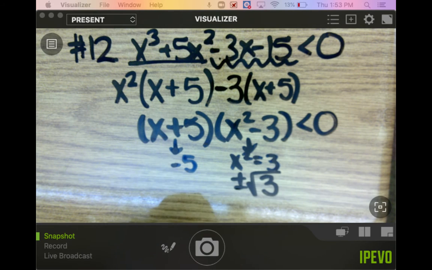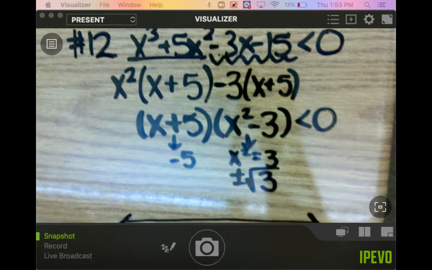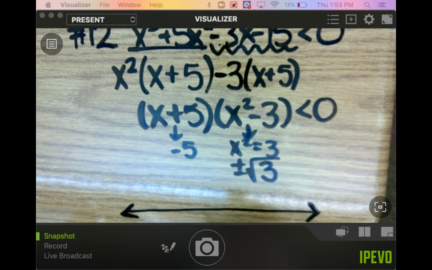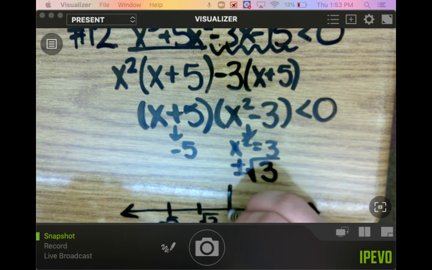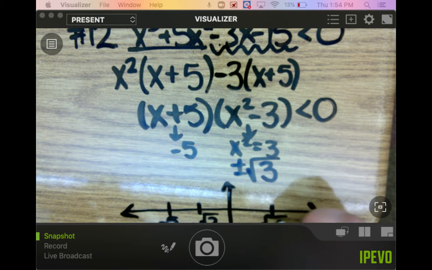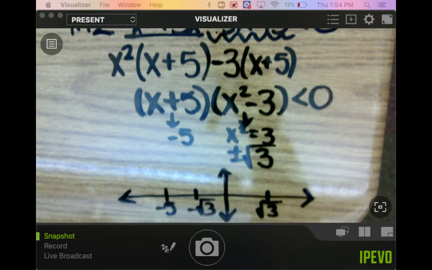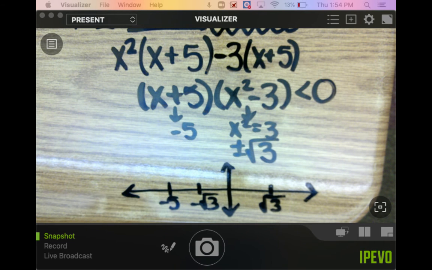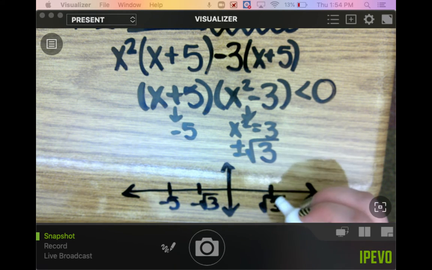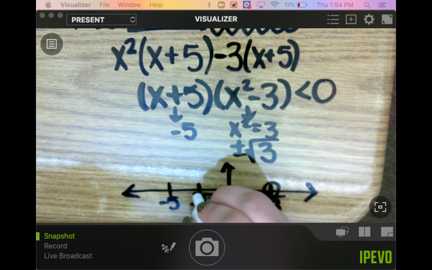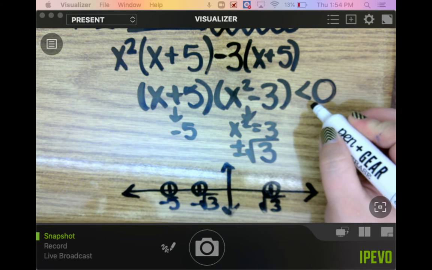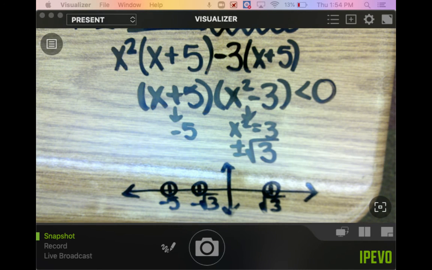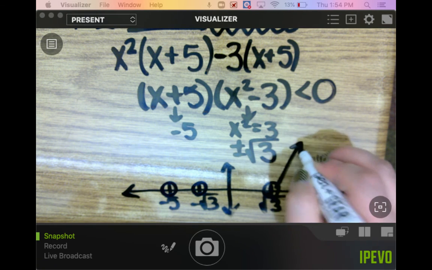Then I'm going to draw myself a graph and make sure you guys can actually see it. I'm going to put -5, negative square root of 3, the y-axis, and the square root of 3. It doesn't matter that you don't know exactly what the square root of 3 is. And then I'm going to put open circles because there's no equals to underneath this. And then the right side's going to go up because there was a positive x cubed in front. And it's going to go straight through all of these zeros.